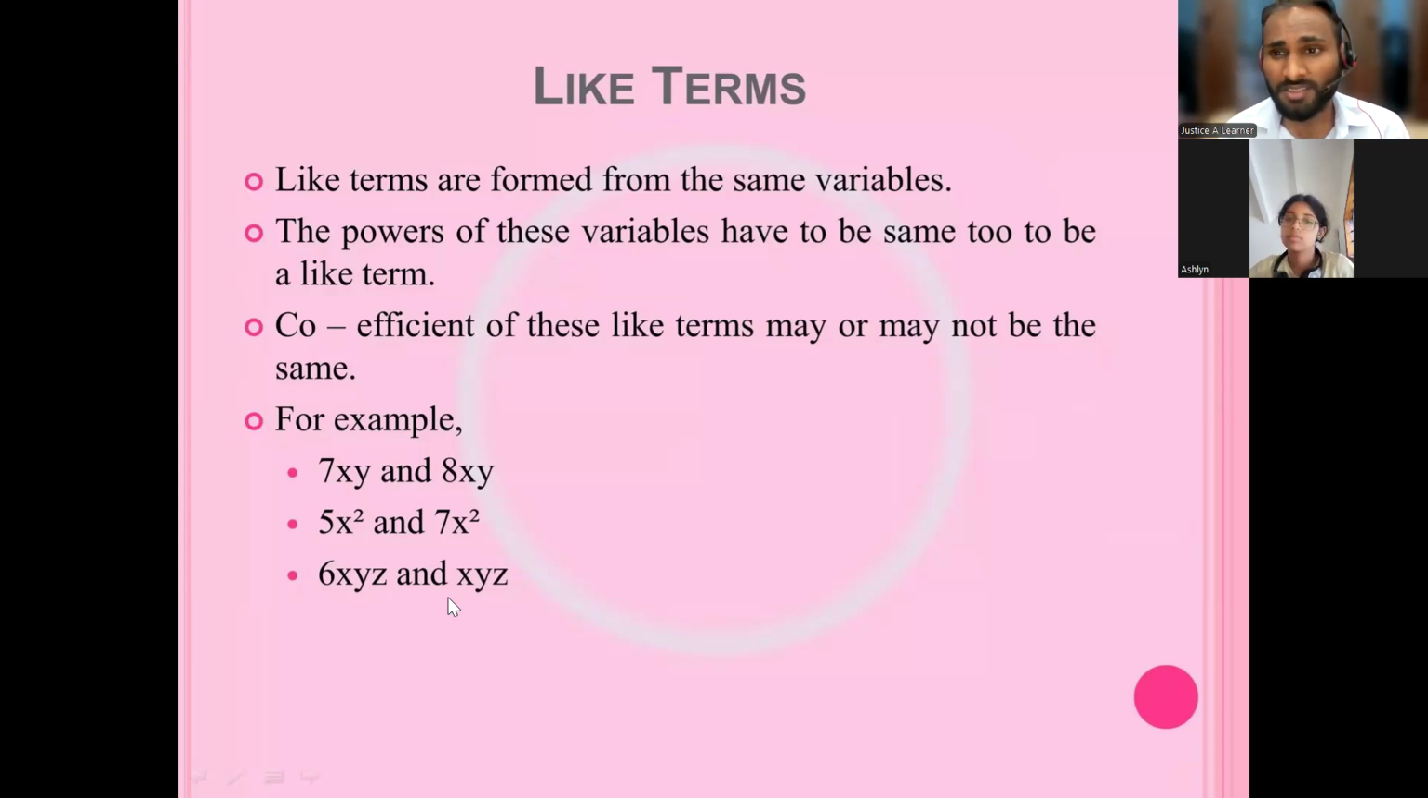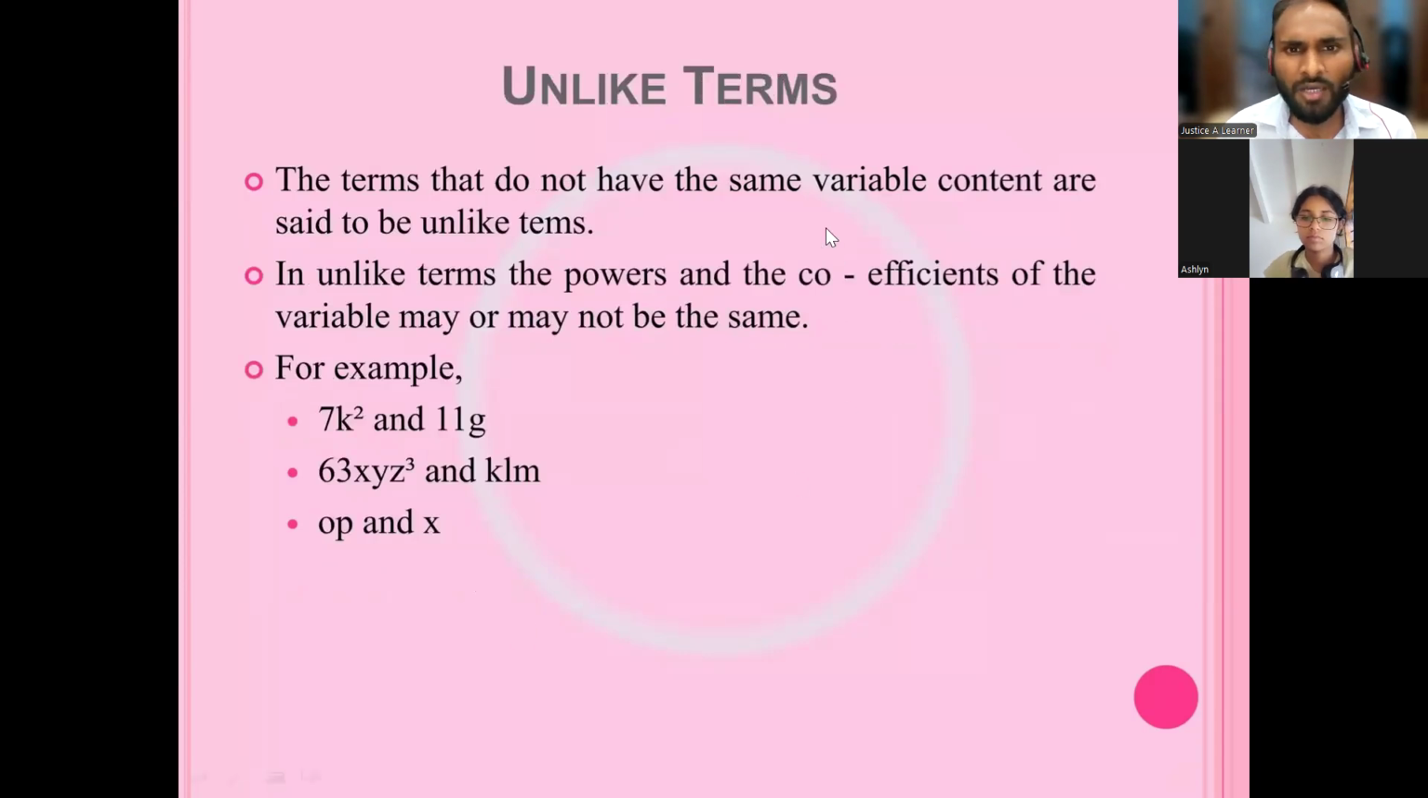So opposite to this, there comes another term. Can you guess that? What is that? Opposite of like terms. Unlike terms. Great. So what would be the definition for that? Terms with no common variables. Yeah. Terms which are having different variables can be termed as unlike terms. Great. So terms that do not have the same variable content are said to be unlike terms. You can take a screenshot of that too.